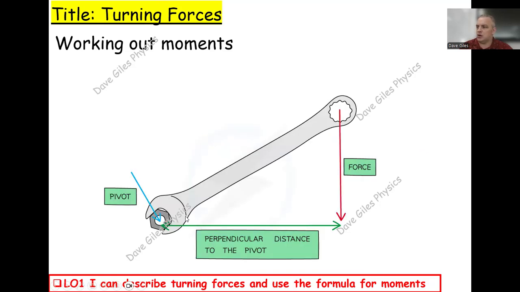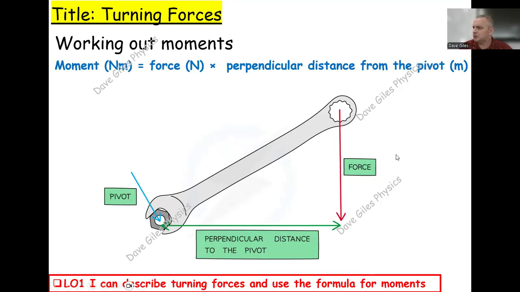And here's a little diagram explaining it, and this shows it's the perpendicular distance, so it's this direction here from the pivot. So it wouldn't be the length of the spanner here, it'll be this distance here when we're calculating the distance for the moment.